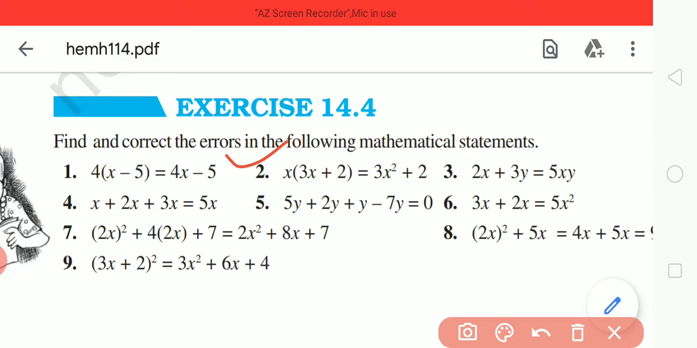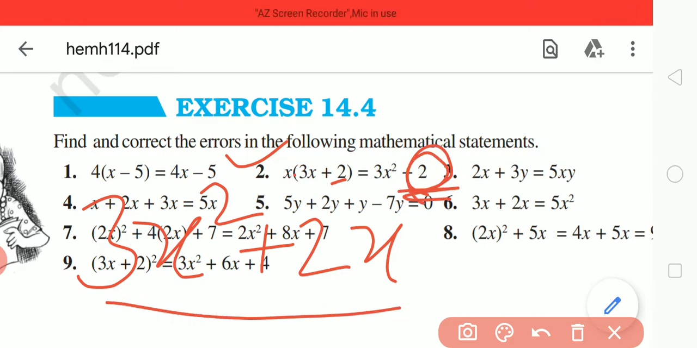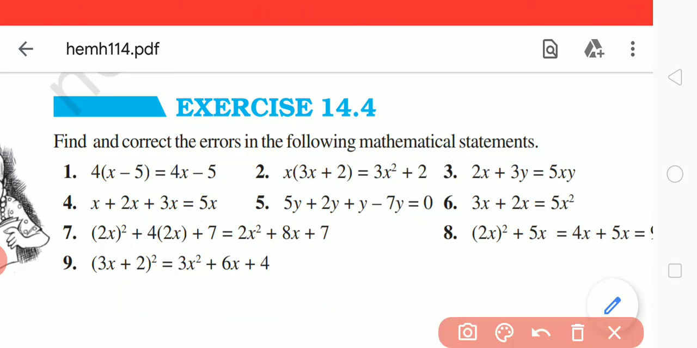Second question, here you have been given x multiplied to the binomial 3x plus 2. So you have to multiply this x inside the bracket with 3x and 2 separately. So 3x multiplied by x is 3x square, and x multiplied with 2 is 2x, but here we have been given only 2. So this is the error here. So there must be 2x, right? So you have to circle the error and write the correct form. Come to the third question.